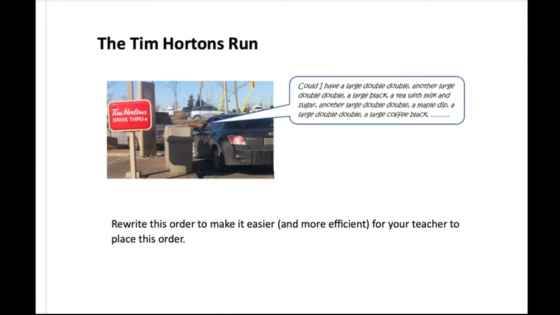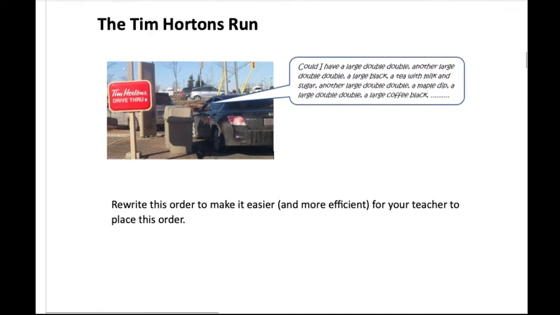So, for example, say we were doing a Tim Hortons run. So an individual is asking, can I have a large double-double, another large double-double, a large black, a tea with milk and sugar, another large double-double, a maple dip, a large double-double, a large black coffee, and so on. How can I rewrite this order, or how could you rewrite this order to make it easier to place, right? For both the person placing the order and for the person who has to make it.